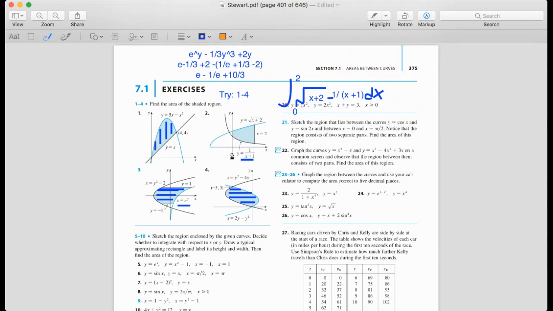Okay, so lower limit is 0, upper limit is 2. And then we're cutting along the x-axis. The top one is y equals the square root of x plus 2. So the integral is square root of x plus 2 minus the lower one. The lower function is 1 over x plus 1. So minus 1 over x plus 1. Right, now let's integrate.